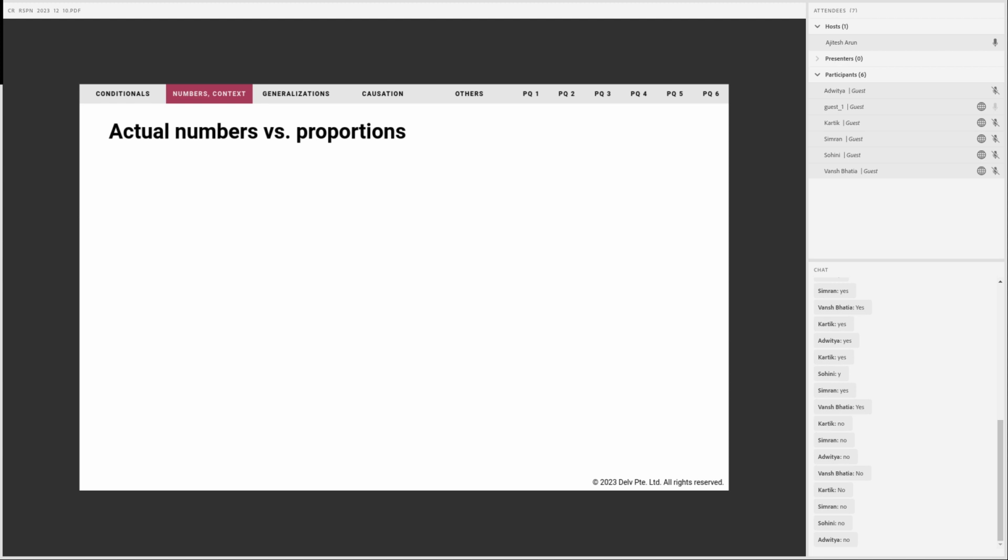Now, these are pretty useful for your GMAT. Another big category that is quite useful is looking at the difference between numbers, like actual numbers, and proportions. So things like percentages, ratios, proportions, or rates, right? So knowing the difference and seeing when these differences are relevant is actually very useful in quite a few questions.